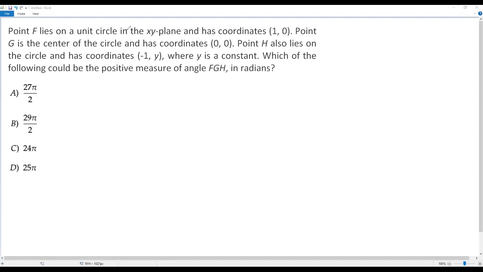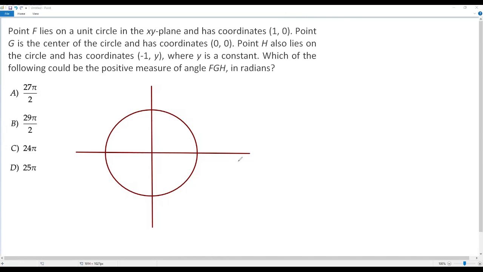Okay, first let me draw a unit circle in the xy plane. Here I have drawn a circle. Let me mark this is x-axis, this is y-axis. The question says G is the center of the circle and has coordinates (0, 0). (0, 0) means it's the origin, the point of intersection of the x-axis and y-axis. So this is the center of the circle, the point G (0, 0). Since this is a unit circle, it has radius 1 unit.